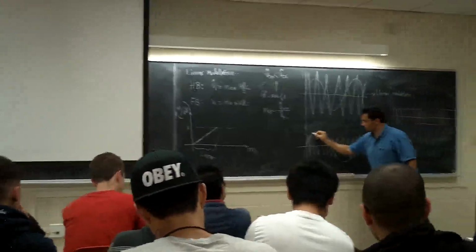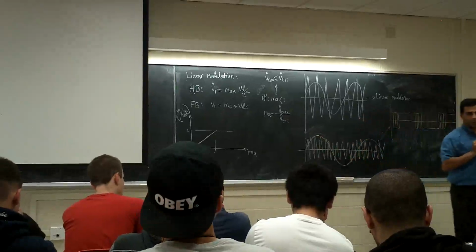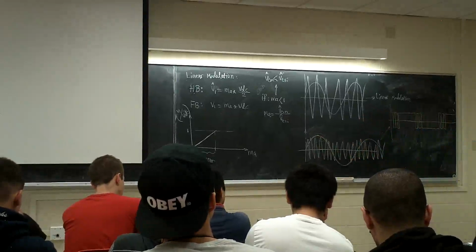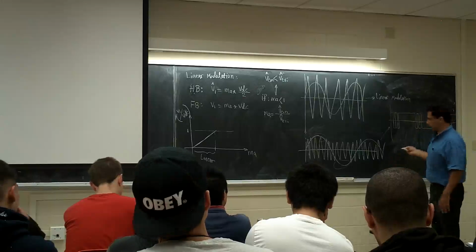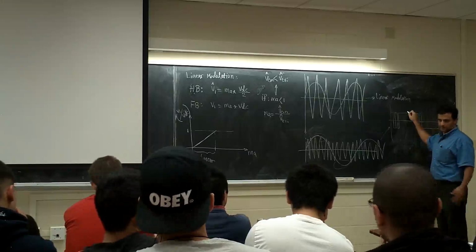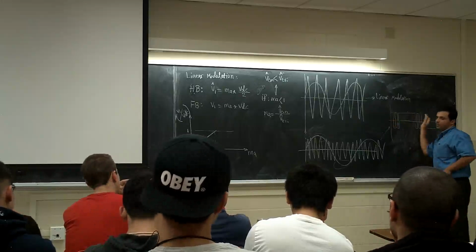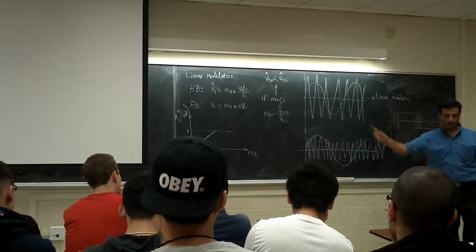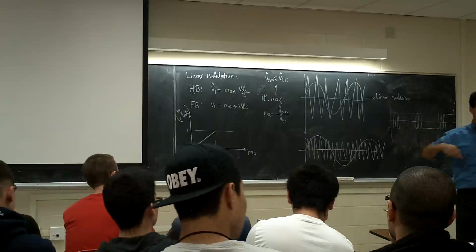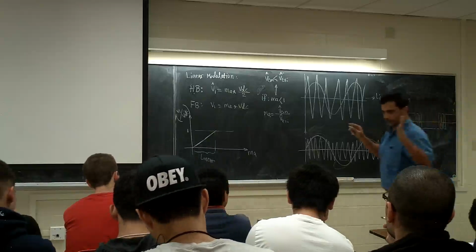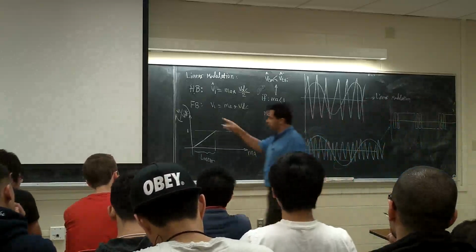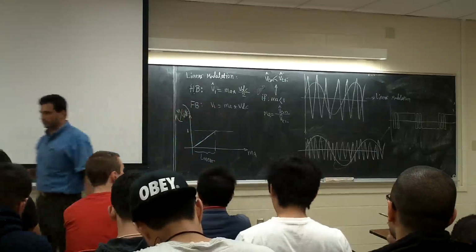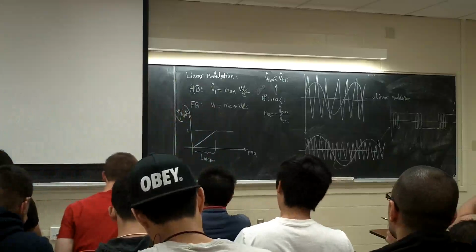Why? Because during this time, V control is more than VTRI, so the output is going to be on. During this time, V control is less than VTRI, so the output is going to be off, at minus VD. But if you look at the whole cycle, all the time it is chopping the voltage. So from this point, the V1 value is going to start to change. It's not going to be linear with MA anymore.